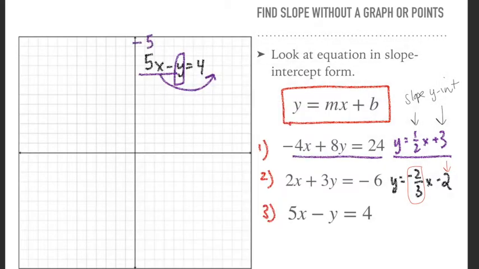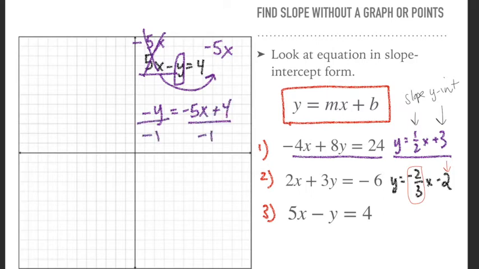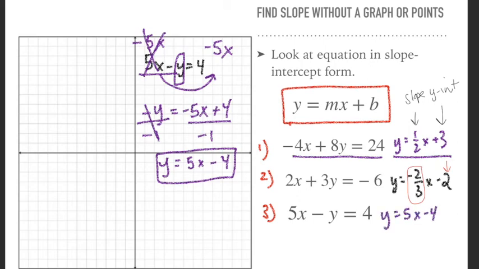I want to move everything but the y to the other side. So I'm going to start by subtracting the 5x from each side. That gives me a 0. And then I'm left with -1y equals -5x plus 4. Then I'm going to divide each side by -1. That way I have a +1. And that gives me a 5x minus 4. My y-intercept is a -4 and my slope is a 5.